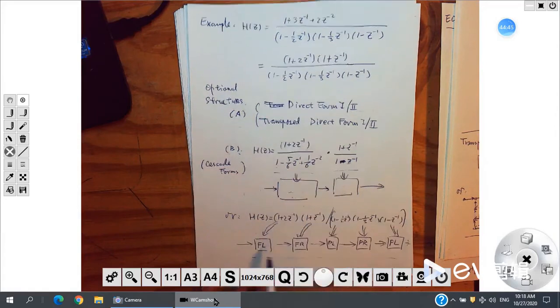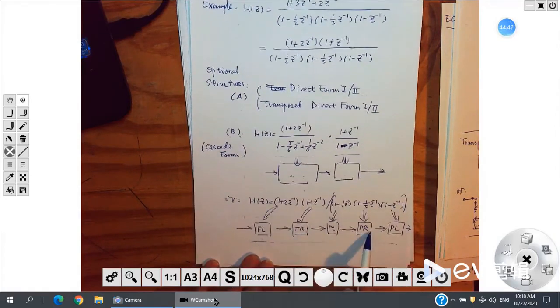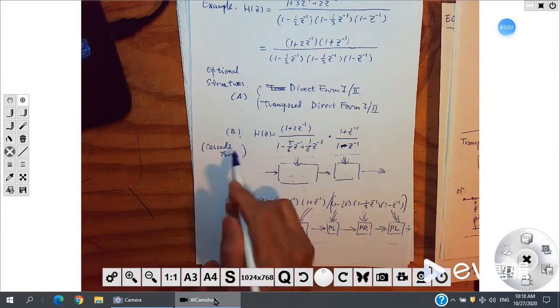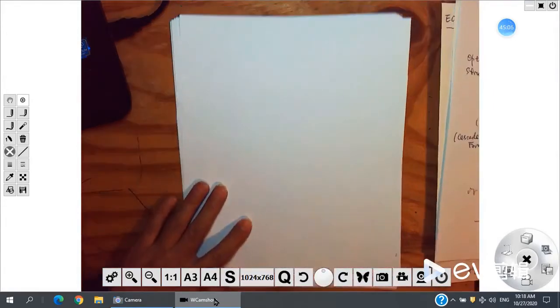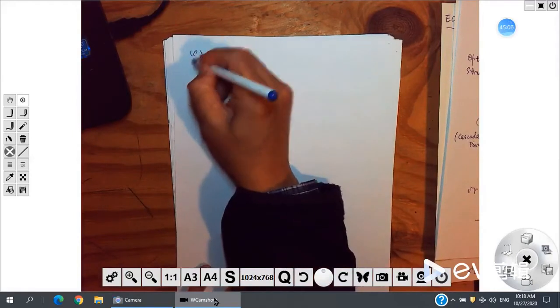And even like this. And even this one, these five things, I can put them in different order, right? In different order. Yeah, so you have a lot of choice. You can give the structure of the same system. Right? This is a cascade form. You can also have the parallel form. See, the parallel form.